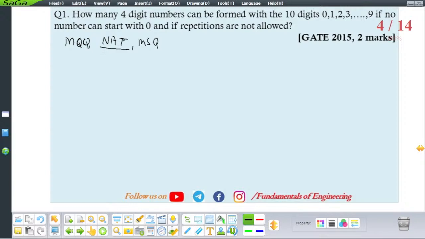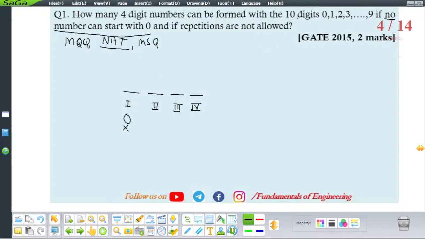How many 4-digit numbers can be formed with the 10 digits 0, 1, 2, 3 up to 9 if no number can start with 0 and repetitions are not allowed? So we have to form a 4-digit number, and they have given the condition that no number can start with 0. So this will be the first, second, third and fourth position, and 0 will not be at the first position. It can be at the second, third and fourth, but it cannot be at the first position.